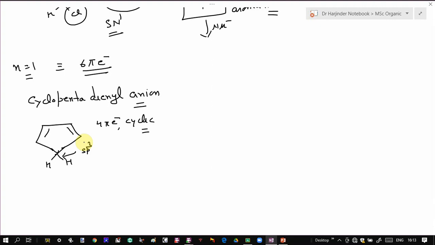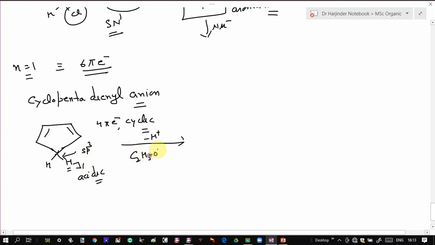So what you will do over here is, suppose you remove this hydrogen as an H plus ion. This hydrogen is highly acidic. In cyclopentadiene, these hydrogens are highly acidic and they can be easily lost as an H plus ion in the presence of a base. Suppose you add ethoxide as a base, it will take this hydrogen as an H plus ion. That results in the formation of cyclopentadienyl anion.